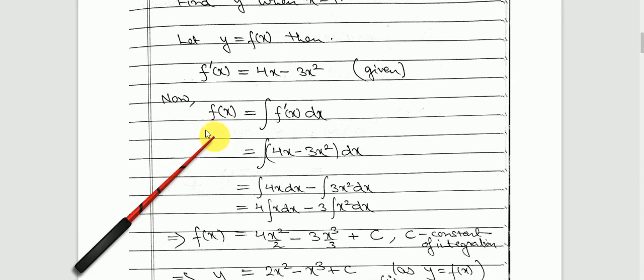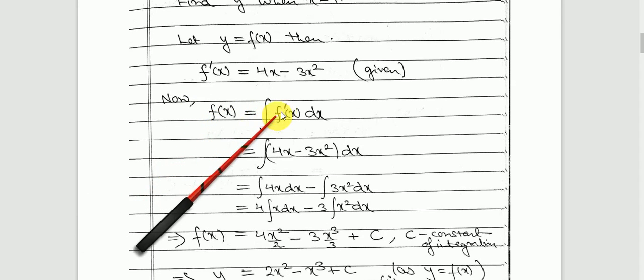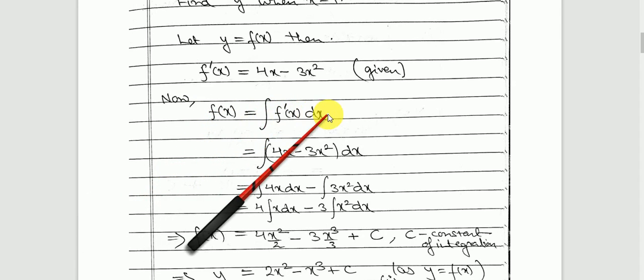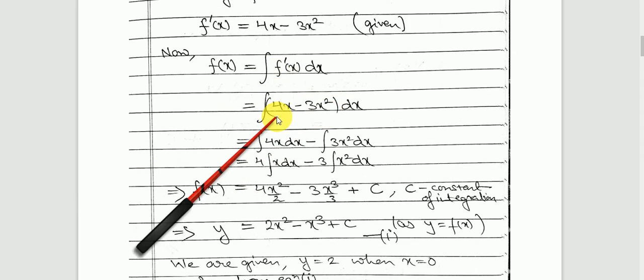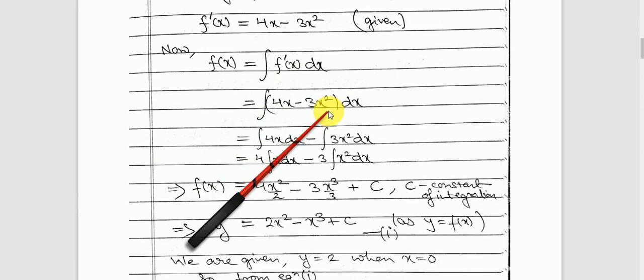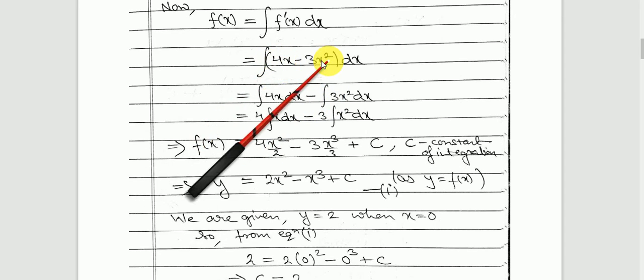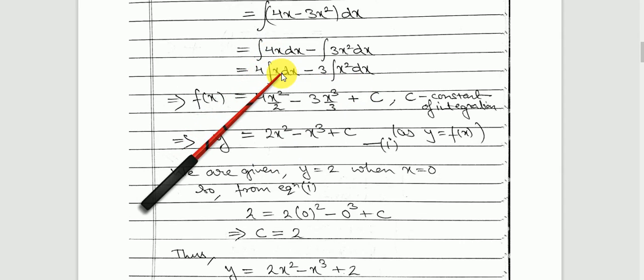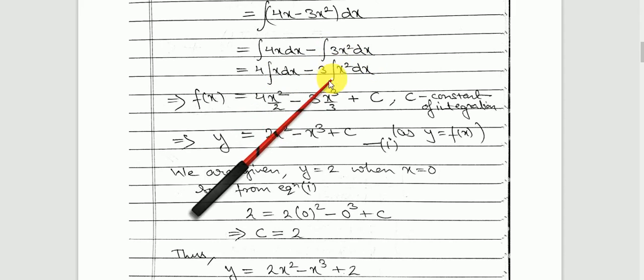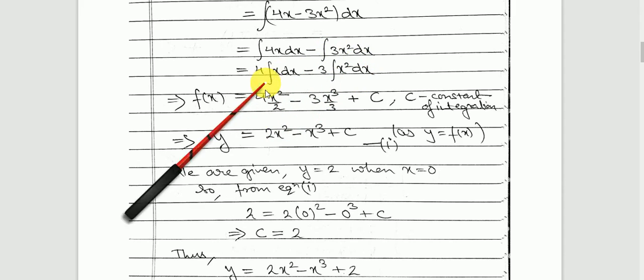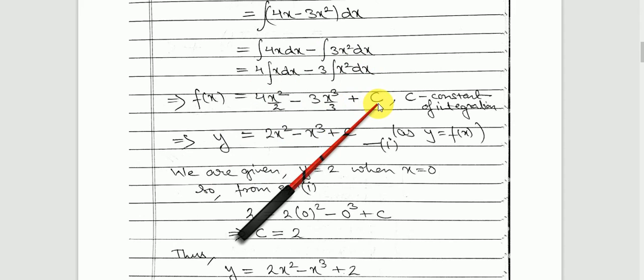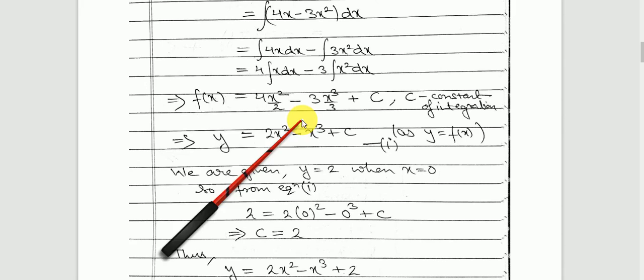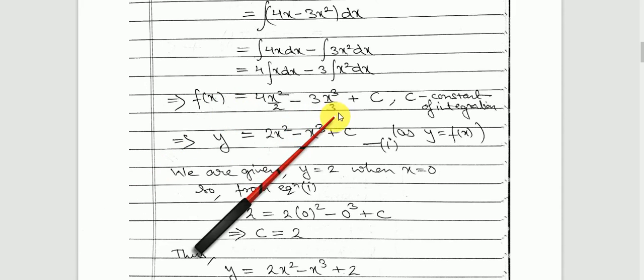So now f x will be equal to the integration of f dash x. f dash x is 4x minus 3x square. You can see, you know the integration of each term over here. First you write them separately, then 4 is constant, take it out, you know the integration of x. 3 is constant, take it out, you know the integration of x square, integrate, so you get this plus c, the constant of integration. So you got that function. That function will be of this type.